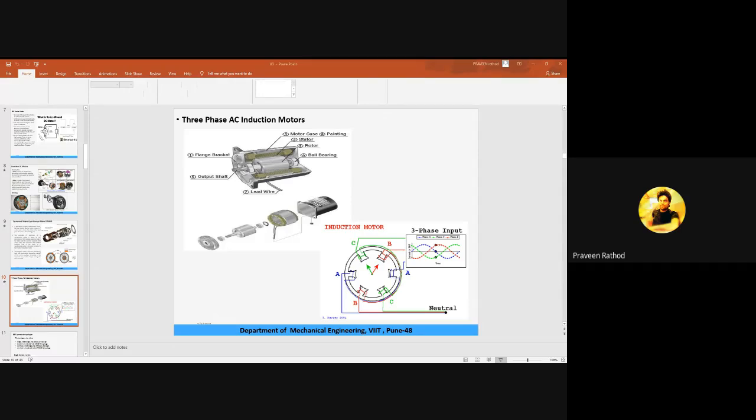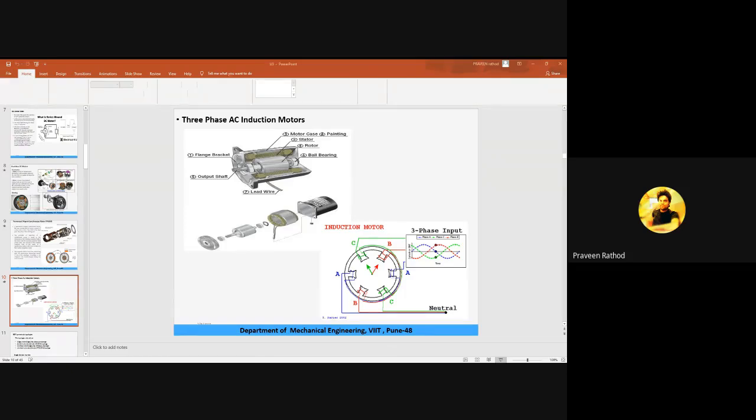So how are we going to write down the synchronous speed? The synchronous speed is indicated with ns, and we can write ns as 120 f divided by p. Here p is the number of poles we are going to use, and f is the frequency.